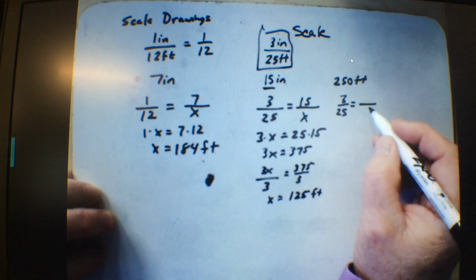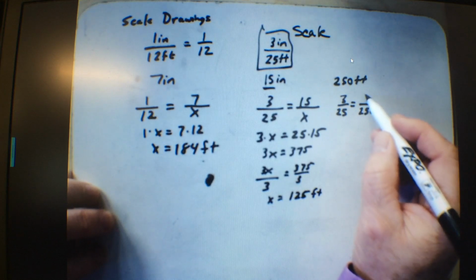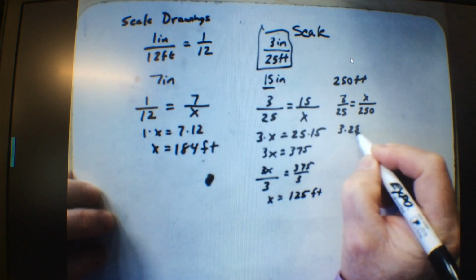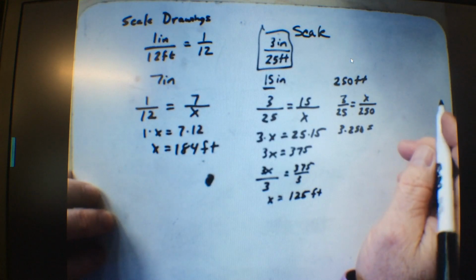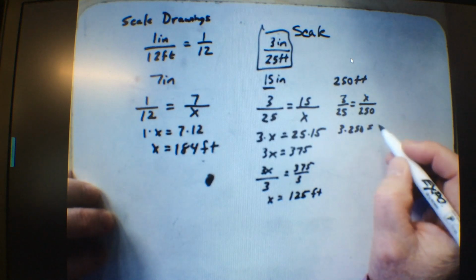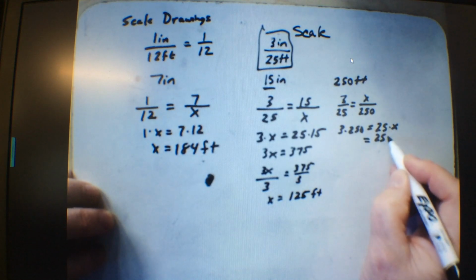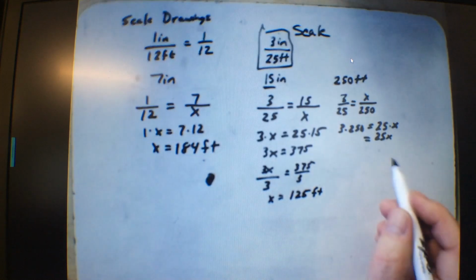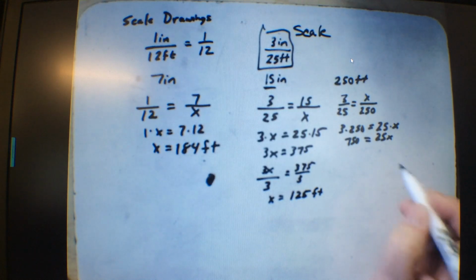Alright, where does the 250 go? Patrick, does it go on top or does it go on bottom? Bottom. Because that's feet. What goes on top, Patrick? X. I cross multiply, and I have 3 times 250. Remember, it's the cross product rule, right? The cross product rule, the product of the extremes is equal to the product of the means. So I take 3 times 250 equals 25 times x. My x is on the right side now, correct? What's 3 times 250? 750.